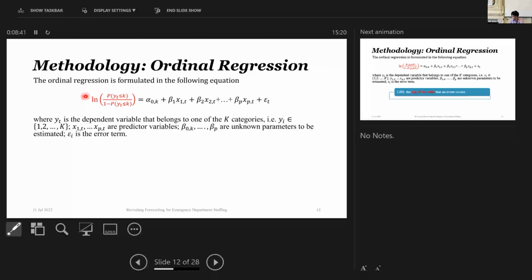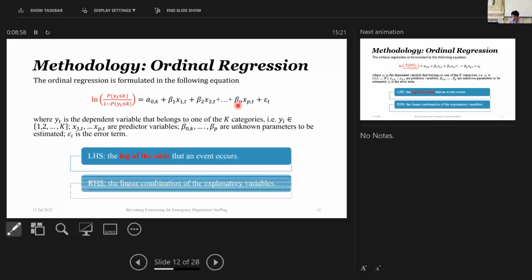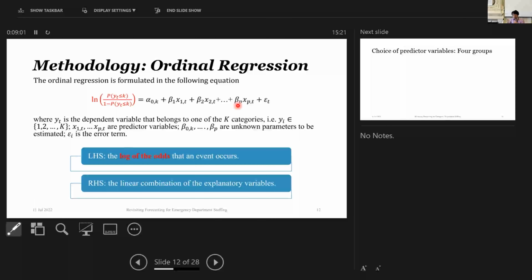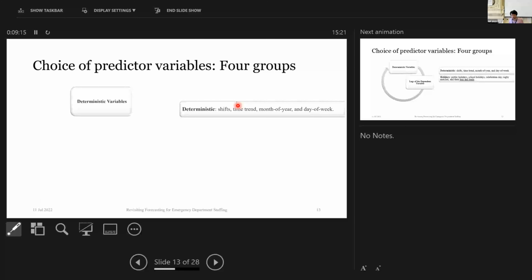So as you can see on the left-hand side, this is the log of the odds that one specific category happens. And on the right-hand side, it looks exactly like OLS and like the other linear regression models. So basically speaking, you need to come up with those predictor variables. And what predictor variables do I propose? So I'm going to propose 4 groups of variables. The first one is deterministic variables. It includes which shift, time trend, months of the year, day of week.